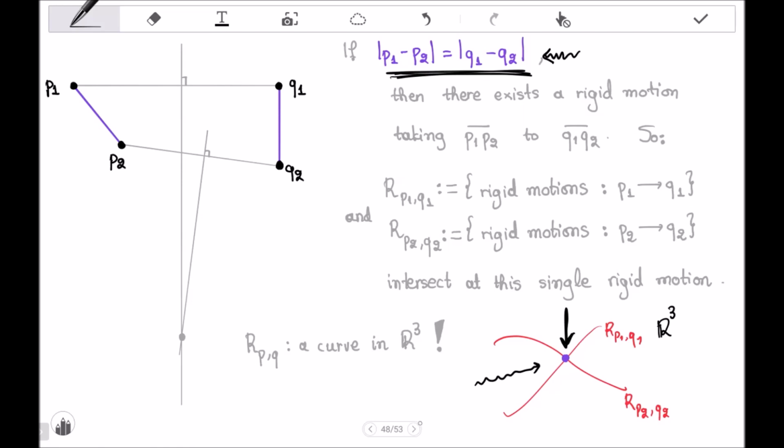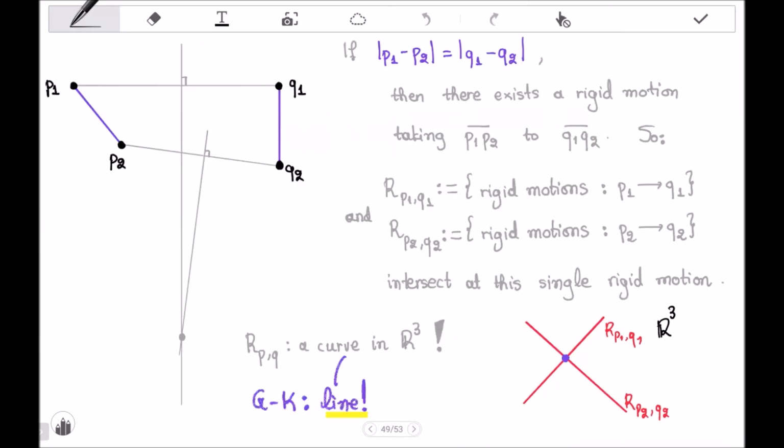Now, Guth and Katz noticed that there actually exists a change of variables in the universe of rotations where these curves become lines. So it became much simpler. We just need to control incidences between lines in R3. And these lines didn't come out of nowhere. They were sets of rigid motions, so they have specific properties that not all lines necessarily have.